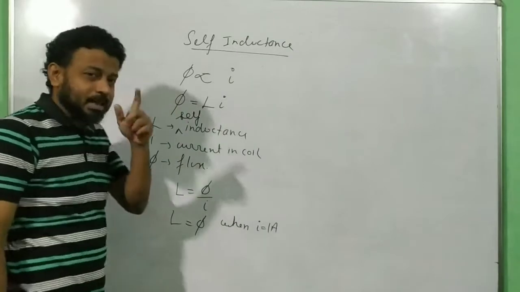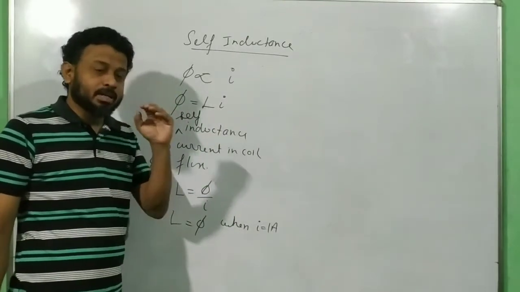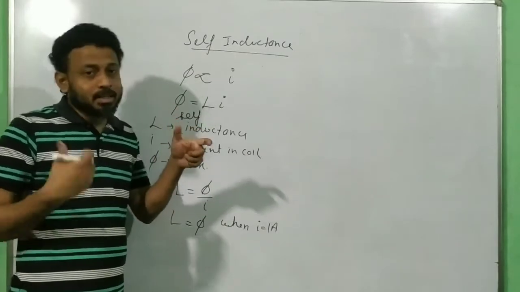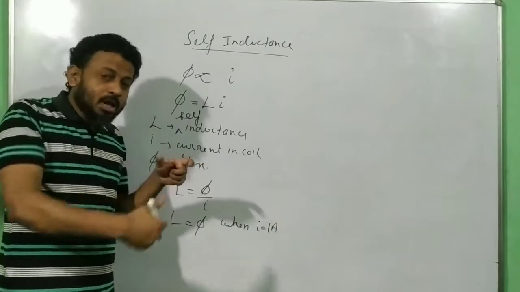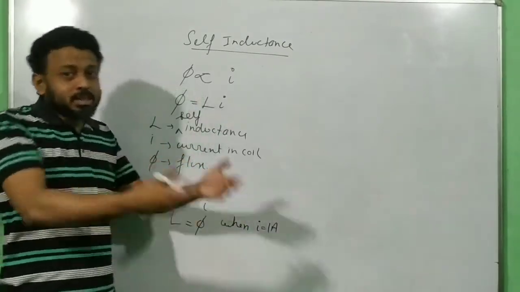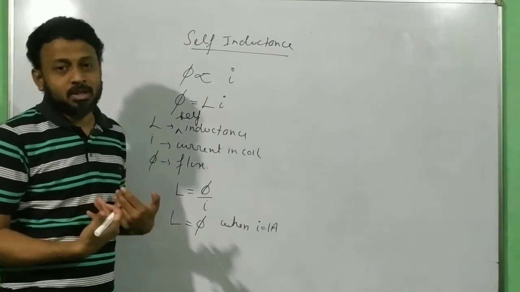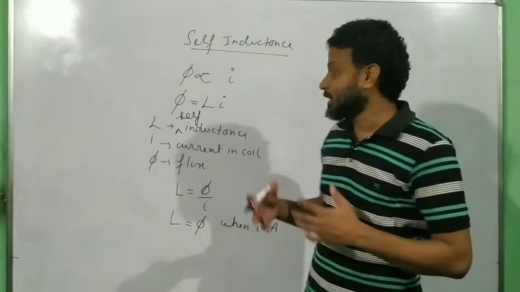Why is it called self-inductance? Think about it. The reason it is called self-inductance is because the coil is getting the current, the coil is developing the field, the coil is having a flux, and the coil itself resists its change in flux. So this whole thing is happening within the coil itself. So it is called self-inductance.